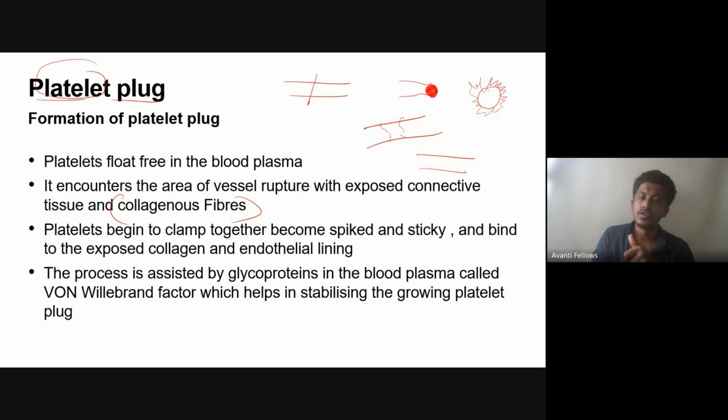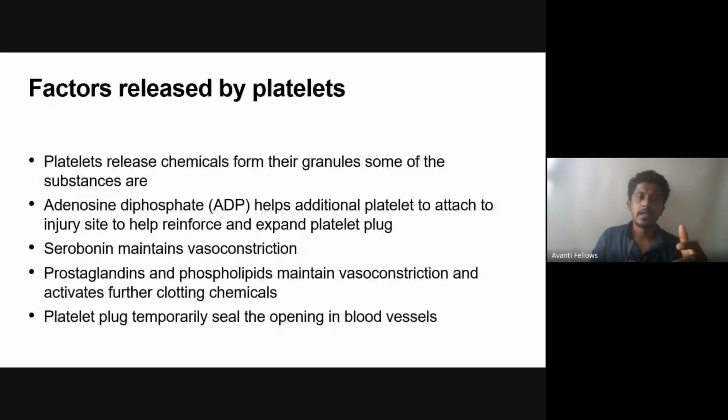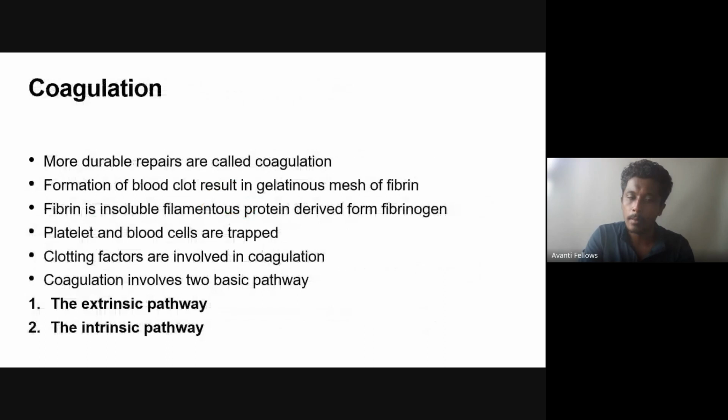Understood? So the platelet plug formation can be increased with the addition of ADP, adenosine diphosphate. As your adenosine diphosphate increases, the platelets keep increasing, and they recruit more and more platelets, and the plug becomes thicker and thicker. Some factors also maintain the platelet plug formation. And the final method is coagulation. Coagulation is a perfect method to stop the flow of blood. This is a very, very long process, but it is a permanent process to completely seal off whatever tissues are injured.